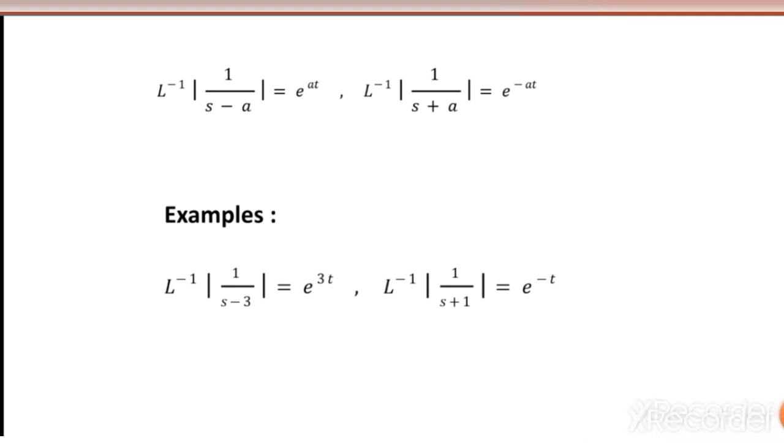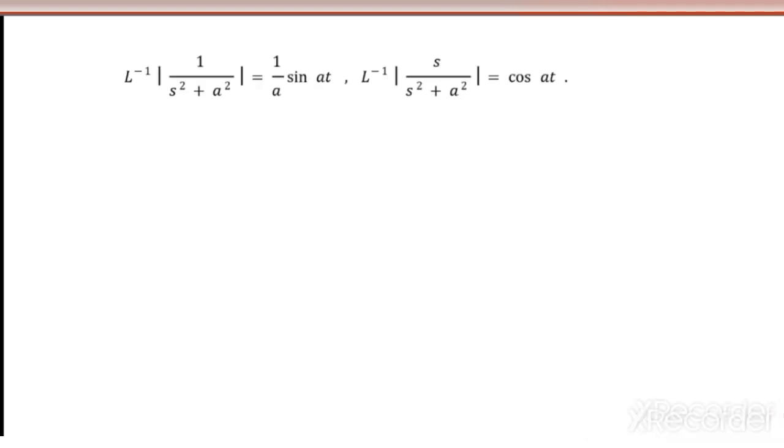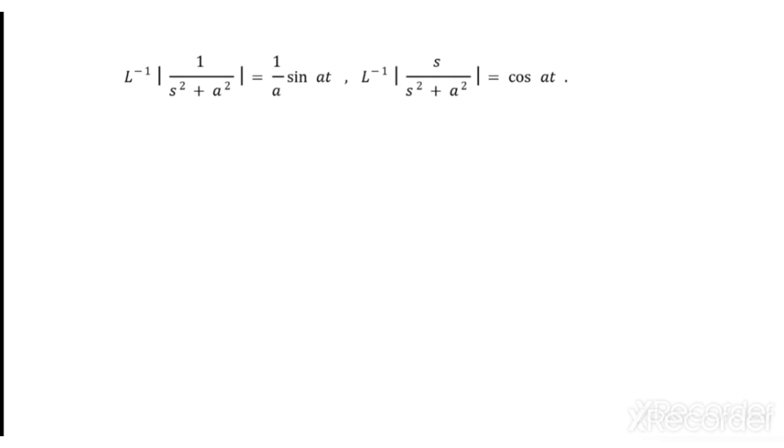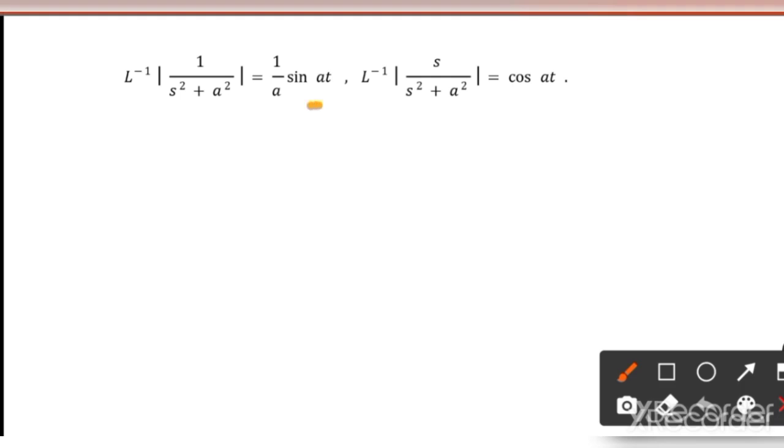Similarly, we had results for trigonometric functions. Earlier we had that the Laplace transform of sin at is a by s square plus a square. So L inverse of a by s square plus a square is sin at, but the standard format is 1 over s square plus a square. Since a is a constant, you can take it out, so L inverse of 1 over s square plus a square is 1 over a sin at. Similarly, L inverse of s by s square plus a square is cos at. If we have a minus sign, s square minus a square or s by s square minus a square, it leads to hyperbolic functions.